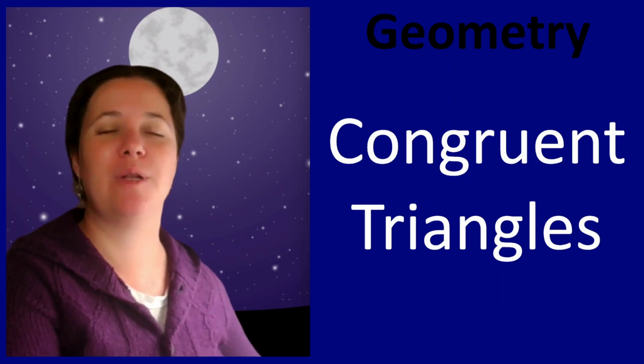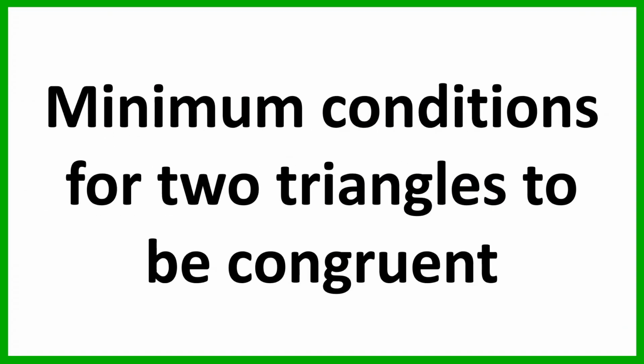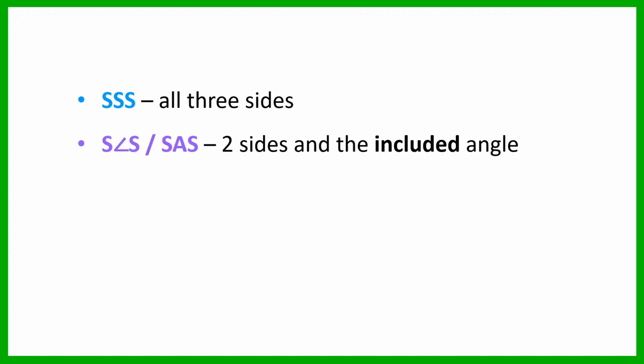Hi, today we're going to be learning about proving that triangles are congruent. First, I want to remind you about the minimum conditions for two triangles to be congruent. In order for us to prove that two triangles are congruent, we have to be able to prove that all three of their corresponding sides in the two triangles are equal to each other. So side, side, side, or side, angle, side.